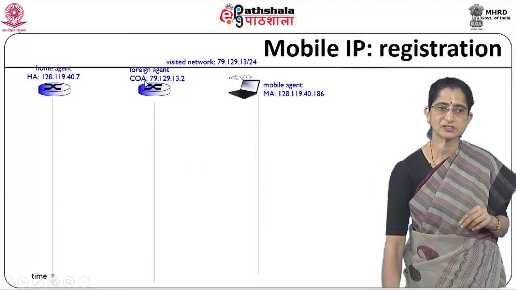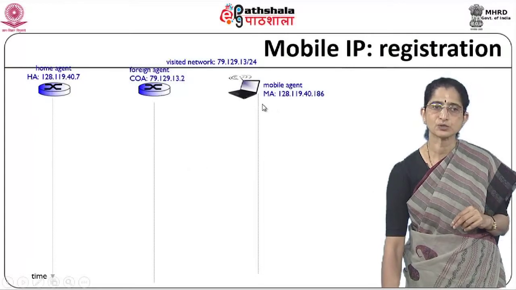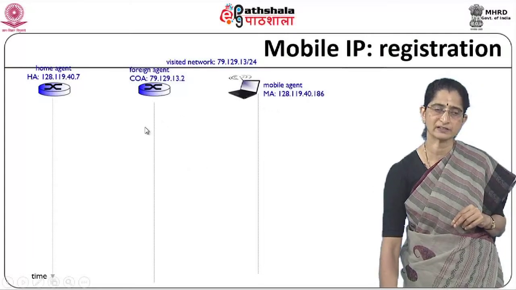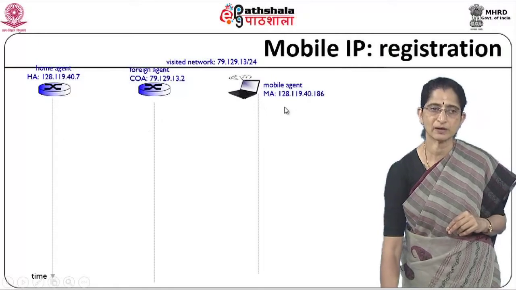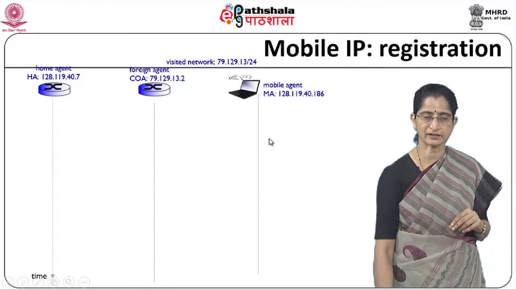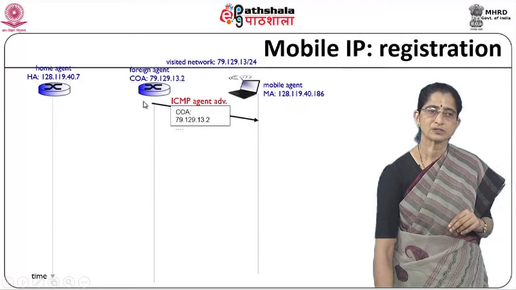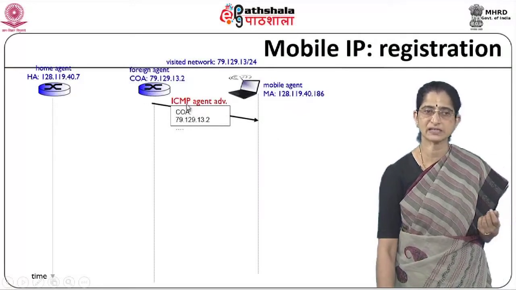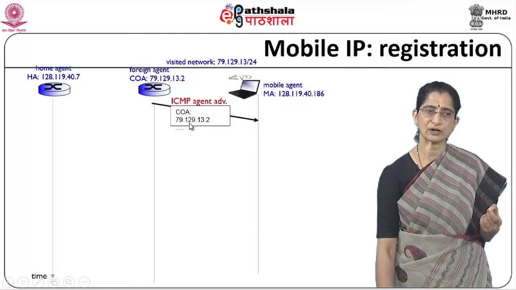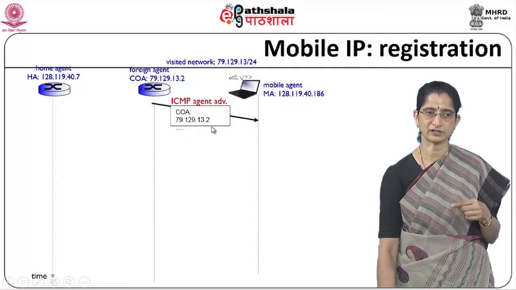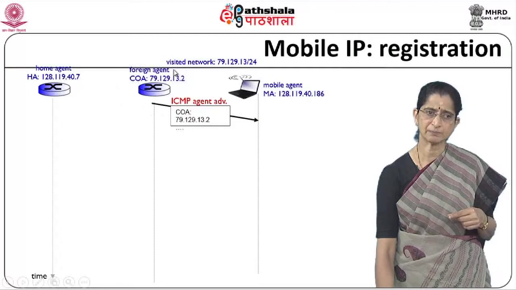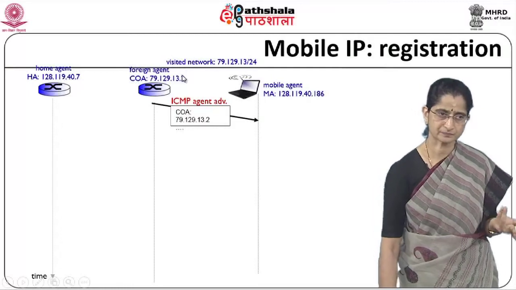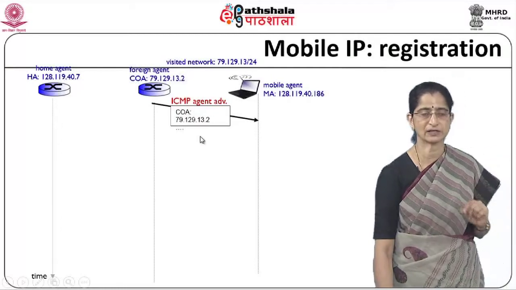When the registration is done, this is what the packets will look like. This is your home agent, this is the foreign agent, this is the mobile agent. The mobile agent is the first one that is going to contact the foreign agent. Let us say this is the address of the mobile agent. The first thing that will happen is an advertisement will come from the foreign agent. The foreign agent sends out an advertisement saying that the care of address is 79.129.13.2, which is the IP address of this foreign agent, let us say. So it gives the care of address.